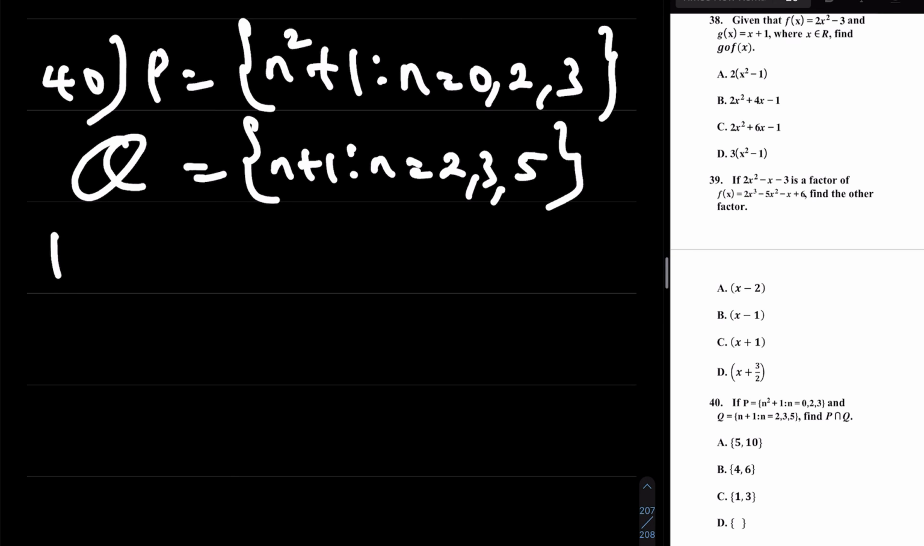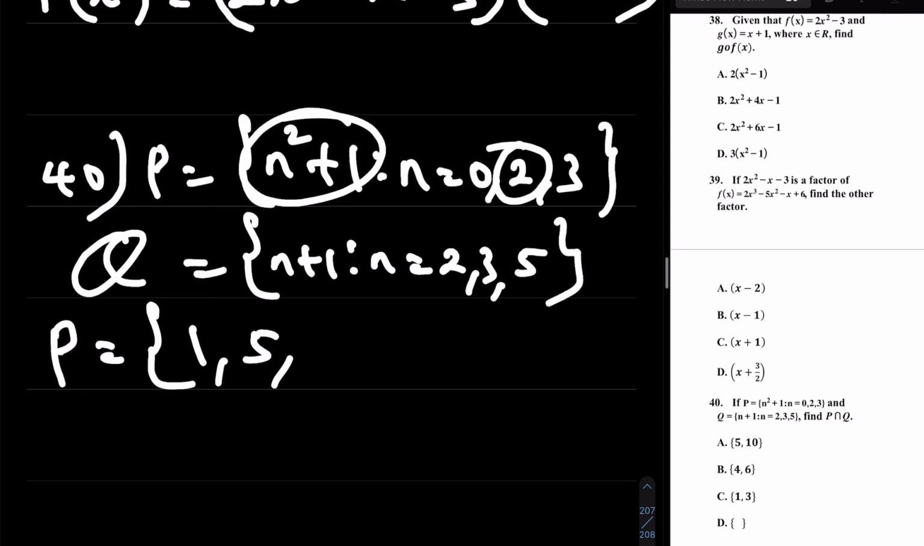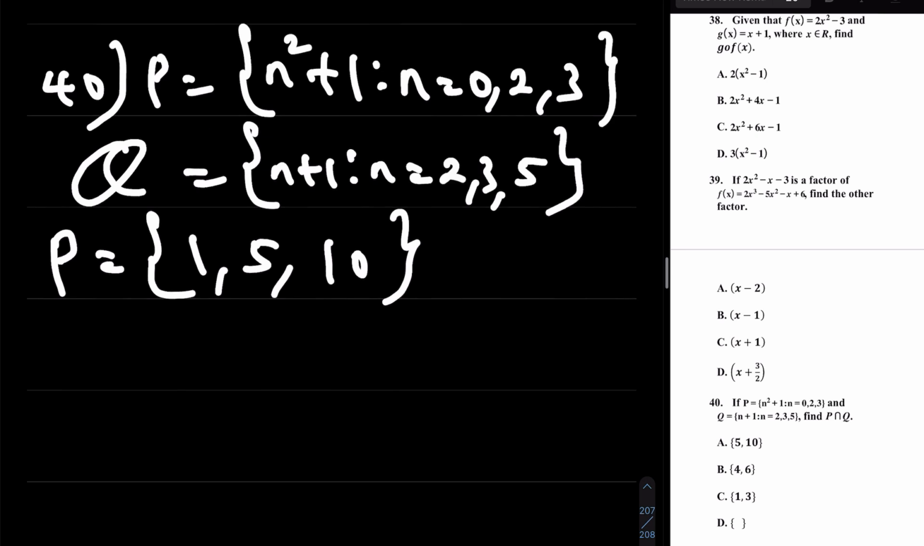To find P intersection Q, we need to state all of the elements of P and Q completely. We need to write out all of the elements of P and Q, or state the sets P and Q in full. So it is n squared plus 1, and n starts from 0. The values of n are 0, 2, 3. So 0 squared plus 1 is going to be 0 plus 1, that's 1. 2 squared plus 1 is 2 squared, 4 plus 1, 5. And 3 squared plus 1 will be 3 squared, 9 plus 1, 10. So the elements of the set P are 1, 5, and 10.